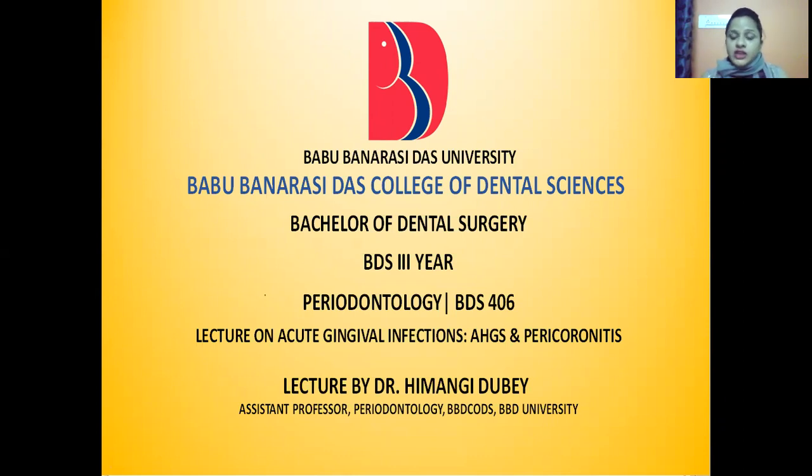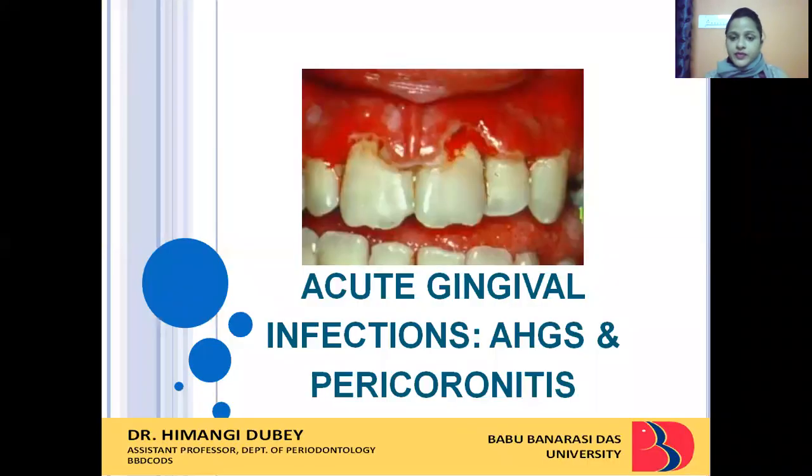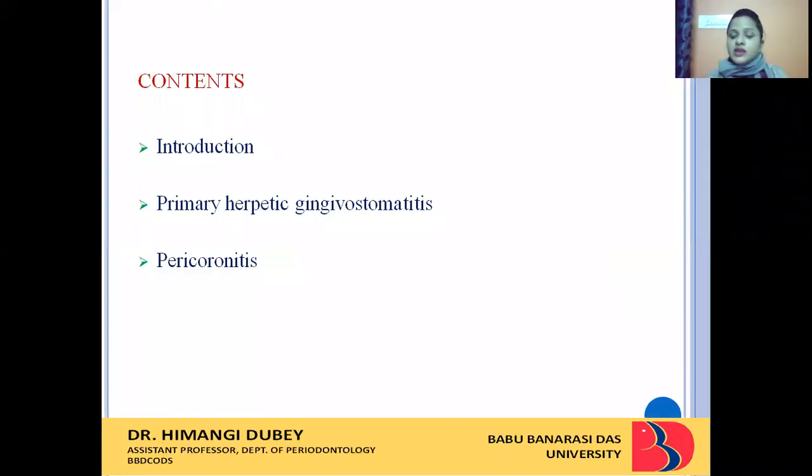The topic for today's lecture is acute gingival infection, in which we'll be discussing primary herpetic gingivostomatitis and pericoronitis. An acute lesion is of sudden onset and short duration and is painful. They manifest with severe pain along with systemic manifestations. Thus, these lesions must be treated at the earliest with the proper treatment protocol.